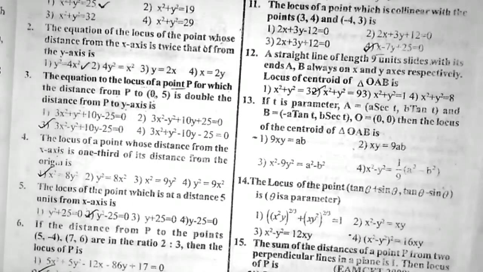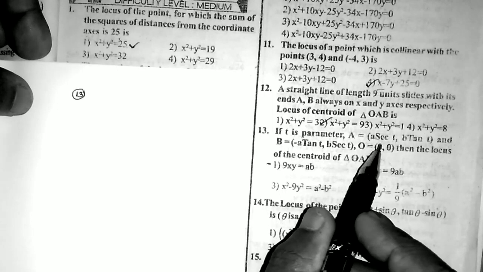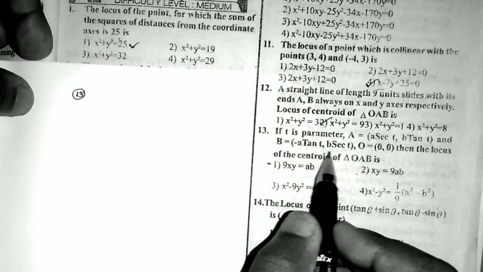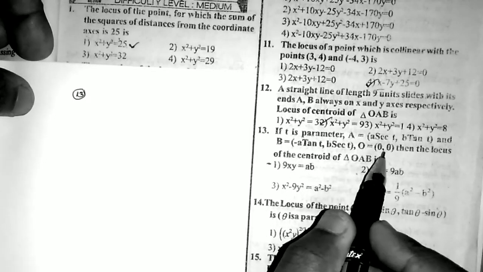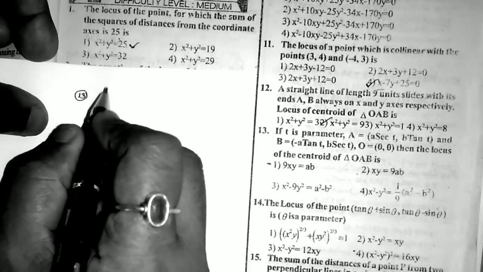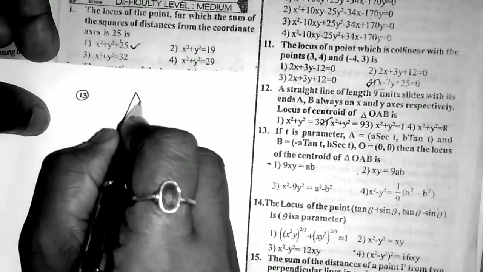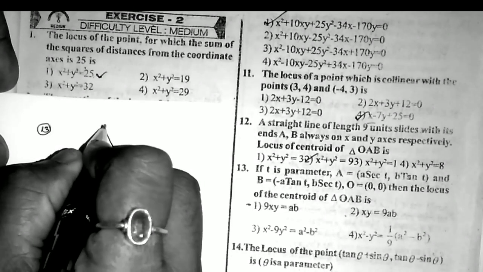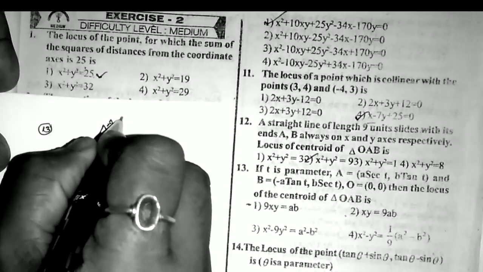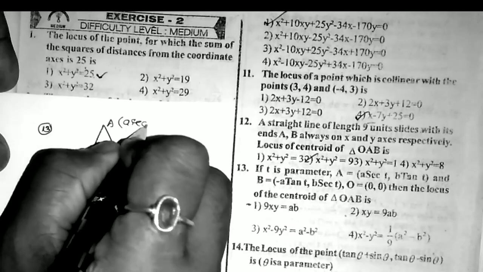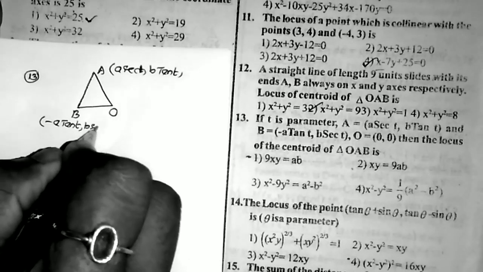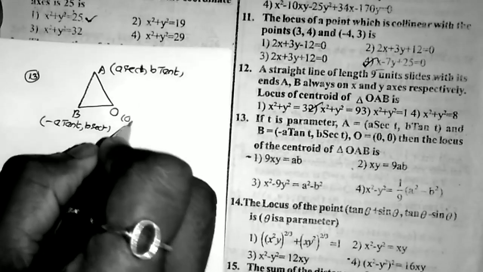Sum number 13. If t is a parameter, A is equal to (a secant theta, b tan theta) and B is equal to (minus a tan theta, b secant theta), O is equal to (0, 0), then the locus of the centroid of triangle OAB is equal to. So, the locus of the centroid of the triangle. 3 points are given, A, B, O. So here A is equal to (a secant t, b tan t), B is equal to (minus a tan t, b secant t), O is equal to (0, 0).